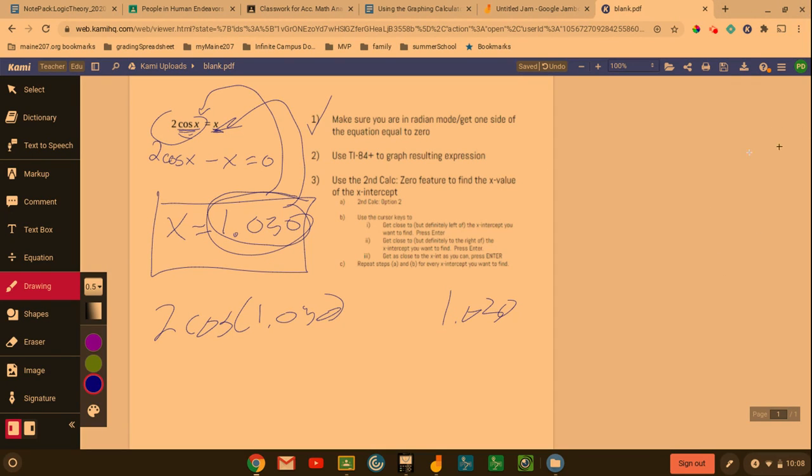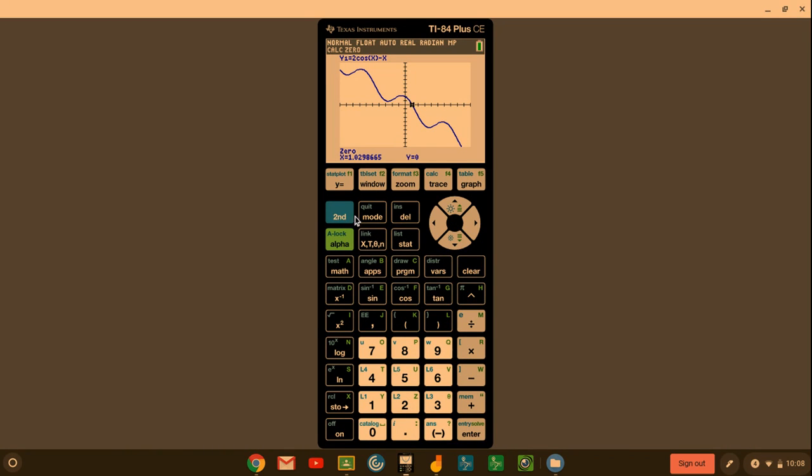These are the steps we follow to do this process. The buttons are second, calc, option 0, give it a left bound, give it a right bound, guess, and you're going to be good to go. Give it a try.